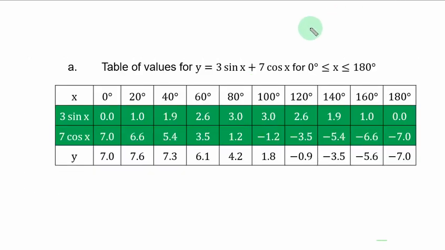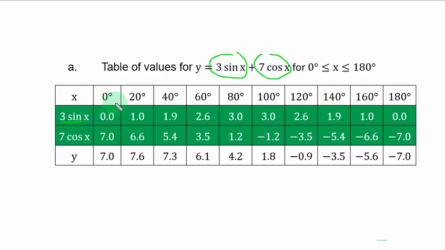A part of the question is to complete the table of values, and to do that you need to compute two things: 3 sin s and 7 cos s, after which you add together. So you take the first term, 3 sin s. This is how you do it. When s is 0 degrees, you check sin 0, and that is 0. Multiply it by 3. You also have 0.